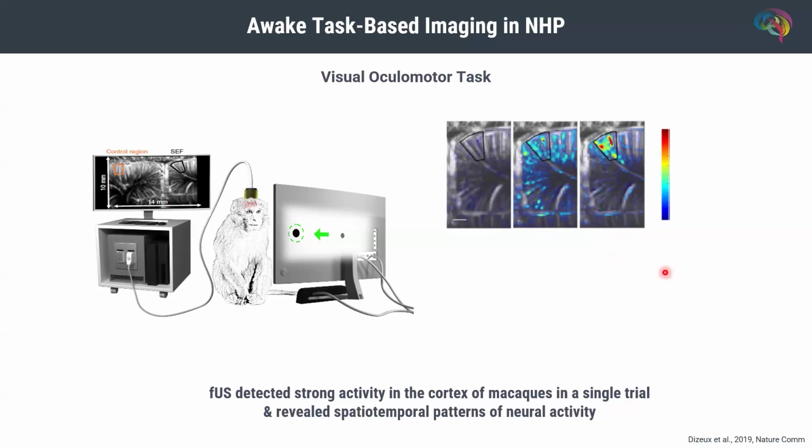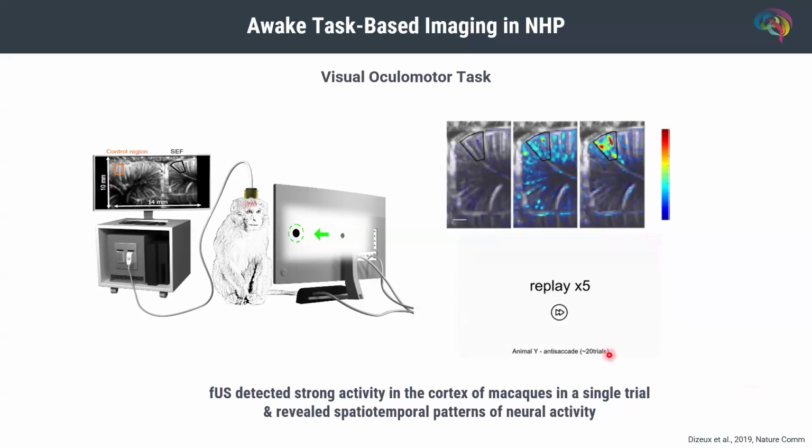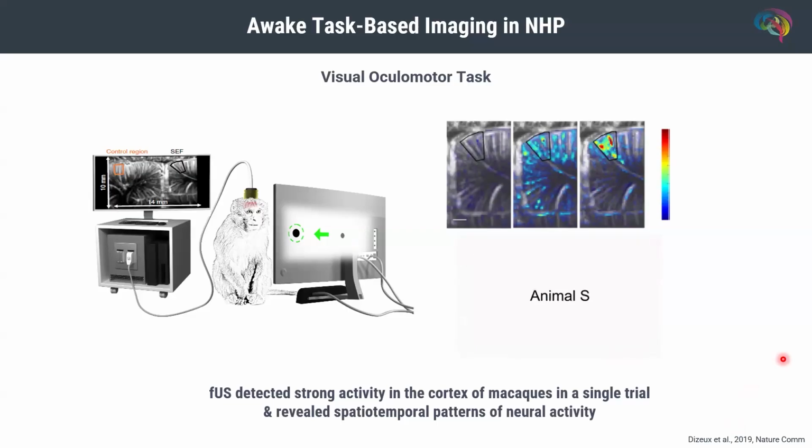Importantly, functional ultrasound could detect strong and localized activity in the supplementary eye field, as you can see here, just a few seconds after the start of the trial, and they could also reveal a propagation of activity starting from the anterior cingulate cortex all the way up to the supplementary eye field, as you see here in the video, like a wave spreading through the tissue, showing the direction of the information flow during this complex task.